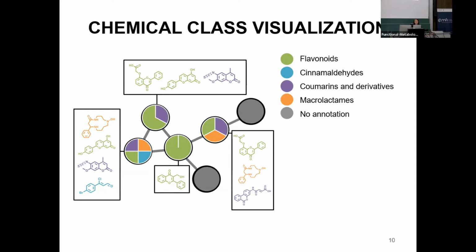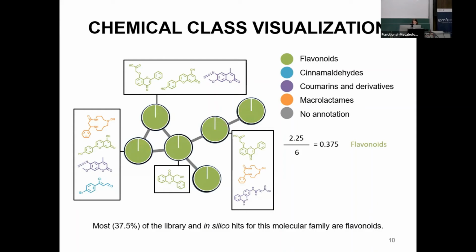And here we see, so most nodes are green. So we would say 2.25 of the nodes in this molecular family out of 6 nodes are flavonoids. So the MolNetEnhancer tool would retrieve for you 37% or most molecules of this molecular family are classified as flavonoids.